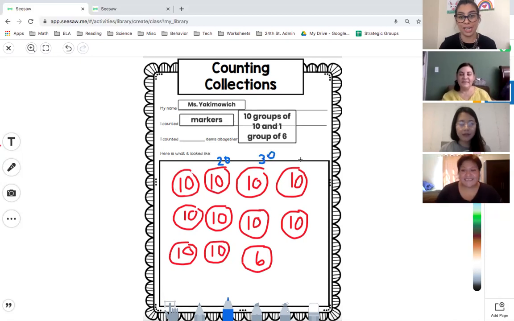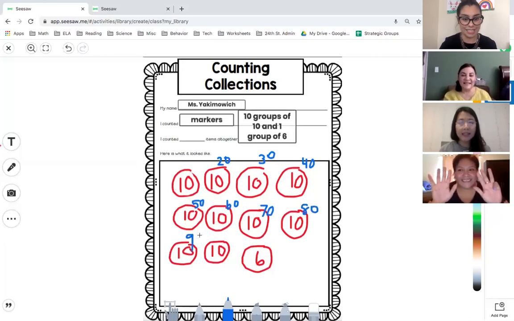Add 10 more, and that's 40. Add 10 more, and that's 50. Add 10 more, and that's 60. Add 10 more, and that's 70. 10 more is 80. 10 more is 90. 10 more is 100. 100.